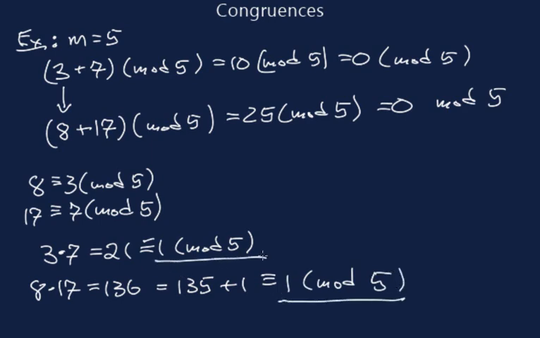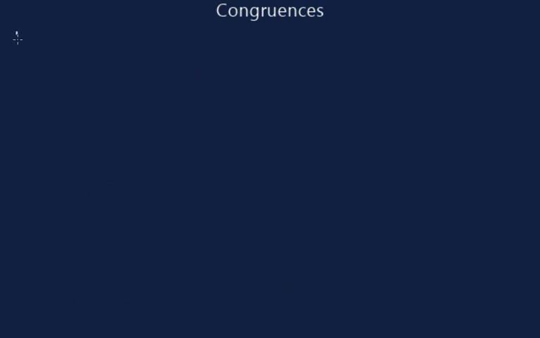And so we get the same answer. 3 times 7 mod 5 is exactly the same thing as 8 times 17 mod 5. Here's another example which illustrates this a little more. What if I asked you to compute 2 to the 10 mod 3?